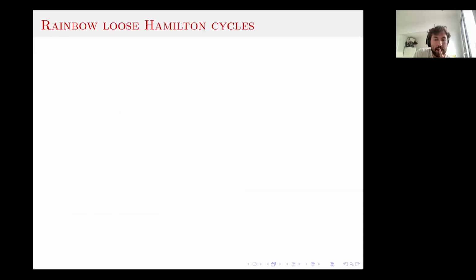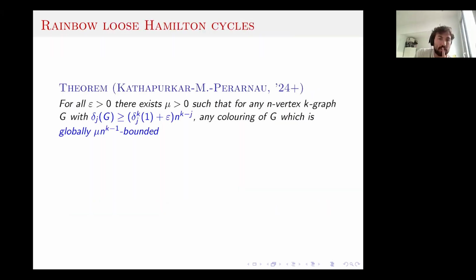Okay, and so let me tell you our result. What we do is generalize their result, Coulson Perarnau, to loose cycles in hypergraphs. So this degree condition is optimal. This is the definition of this delta JK1, the extremal threshold. And now the boundedness, the right way to scale it is that you're little o of n to the k minus 1 bounded. Again, some order n to the k minus 1 is necessary. Otherwise, there may not be enough colors. And then we can force this loose Hamilton cycle.